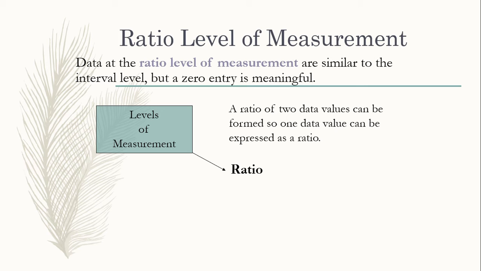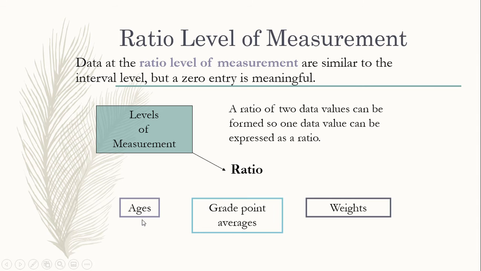Of course, you know ratio is measuring something in terms of another. So you must have more than two items. You must have more than two numbers. You must have more than two figures. So in the ratio, data values can be formed, so one data value can be expressed as a ratio. For example, ages, grade point average, weights.